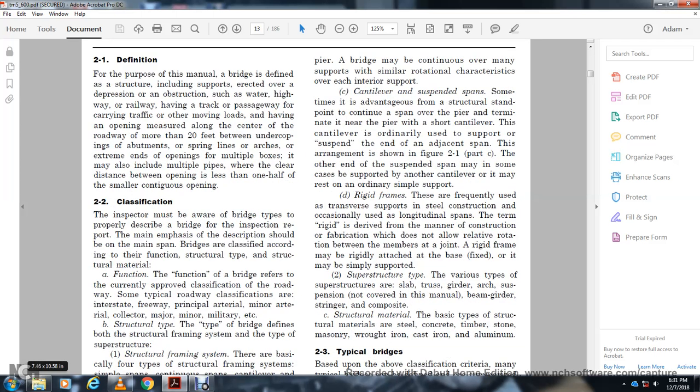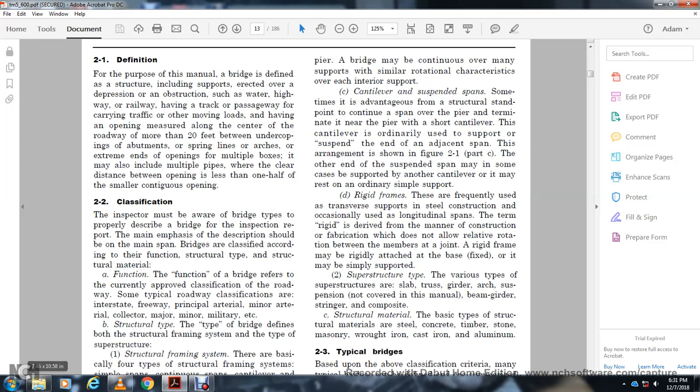2.2 Classification. The inspector must be aware of the bridge type in order to properly describe the bridge in the inspection report. The main emphasis of the description should be the main span of the bridge, which is classified according to its function and its structural type and structural material. The functioning of the bridge refers to the current improved classification of the roadway. Some of the typical roadway classifications are interstate, freeway, principal arterial, minor arterial, collector, major, minor, military, etc.